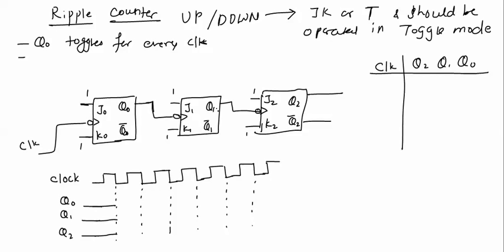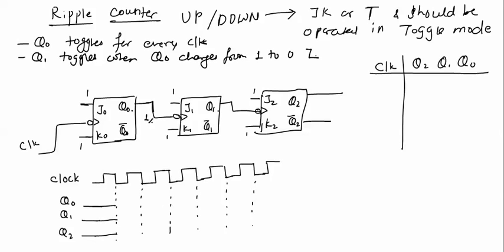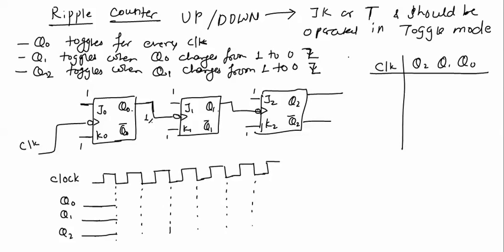Second thing is that Q1 will be toggled whenever it is triggered, but it will be triggered only if the clock to this flip flop, that is Q0, changes from 1 to 0. 1 to 0 means negative edge. See in this way, negative edge. Similarly, Q2 toggles when Q1 changes from 1 to 0. That is negative edge. So the whole operation of this circuit will be based on these three points.